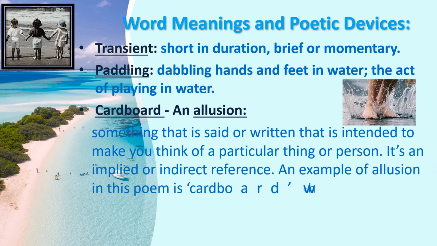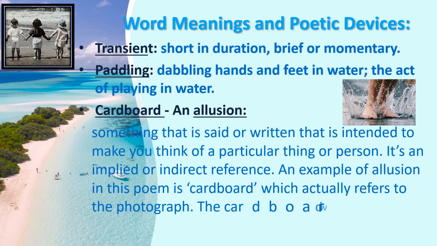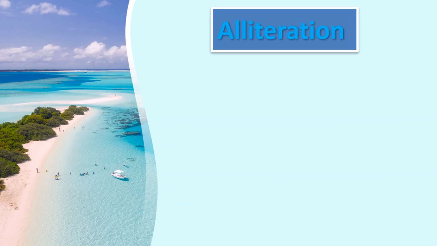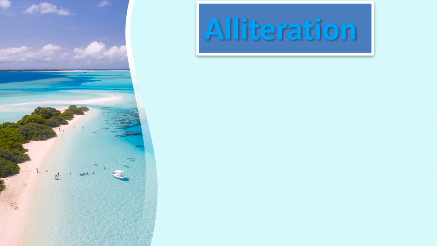An example of illusion in the poem is cardboard, which actually refers to the photograph. The cardboard with the photograph shows the transient state of the humans. Next poetic device used is alliteration.